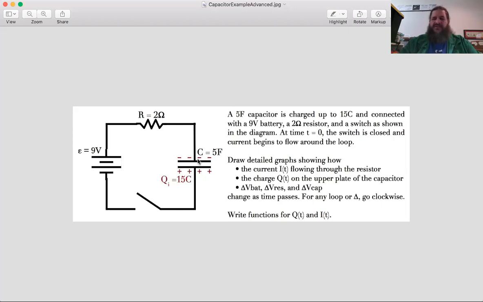Presumably it's already been charged up by another battery somewhere else. We're now hooking that up to a 2 ohm resistor and a 9-volt battery and a switch. We haven't flipped the switch yet, but as soon as we flip the switch, current is allowed to flow. Any questions on that setup so far?